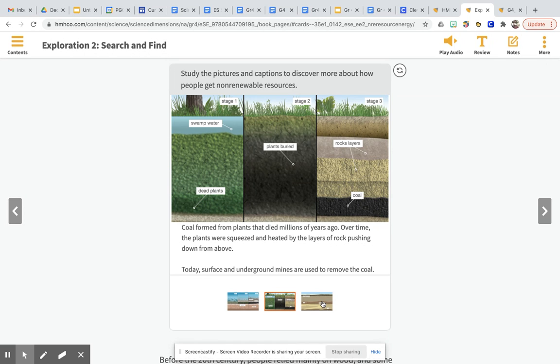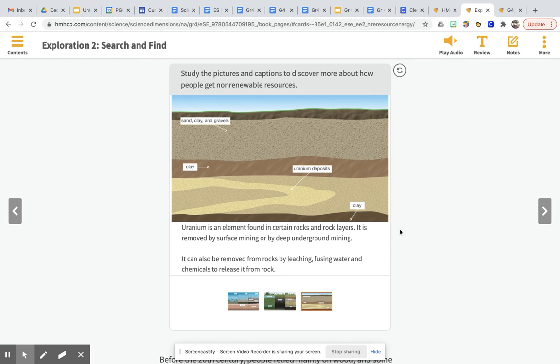And here's our last image. It says uranium is an element found in certain rocks and rock layers. It is removed by surface mining or by deep underground mining. It can also be removed from rocks by leaching, using water and chemicals to release it from rocks.